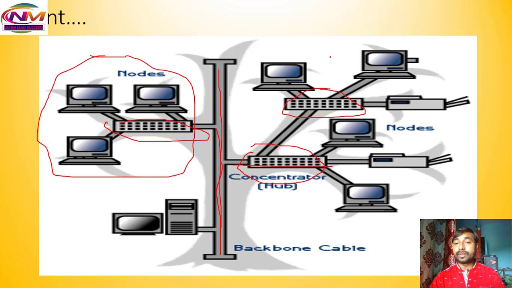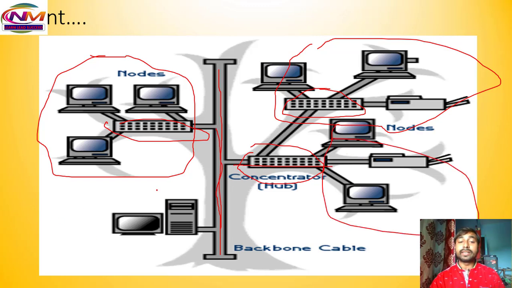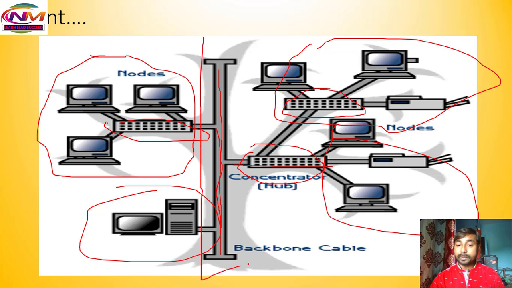This is another network. This system is in another network, and this system is in another network, and here one network is there. But all those are connected with the help of this backbone cable. So with the help of this backbone cable, the networks are passed and all those computers are connected. But when the backbone fails, the entire network will fail.